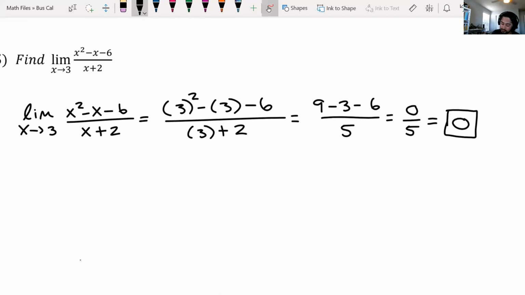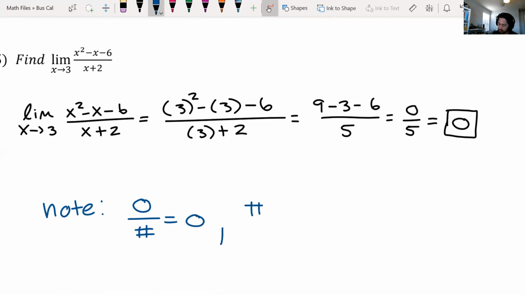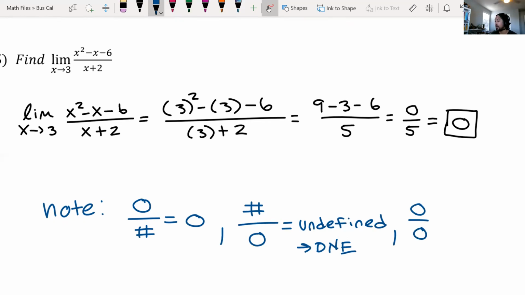So to make note of things you may come across, remember that 0 over any number is always 0. But then any number over 0 is considered undefined. Or since we have to talk in calculus terms and limit terms, it's going to have to be considered that the limit does not exist. And then the last form that you may see is, of course, 0 over 0, which we just found out is called indeterminate.